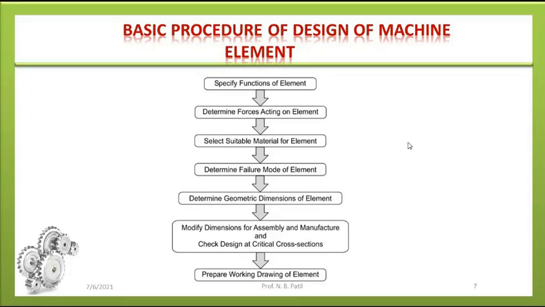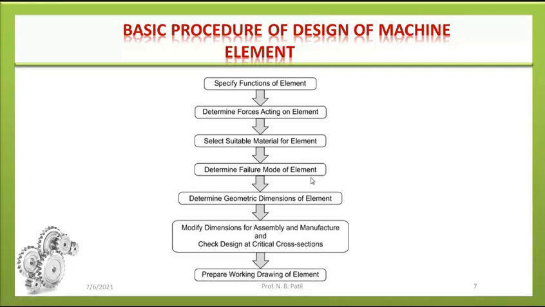So likewise, you have to identify for a particular machine element which material you prefer. For that purpose, you must have very good knowledge about the materials and their properties. So this is the step: select suitable material for the element. Then determine the failure mode of the element. What are the different failure modes?